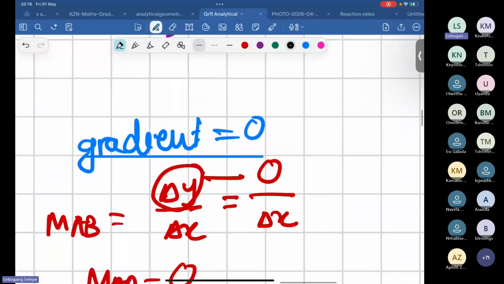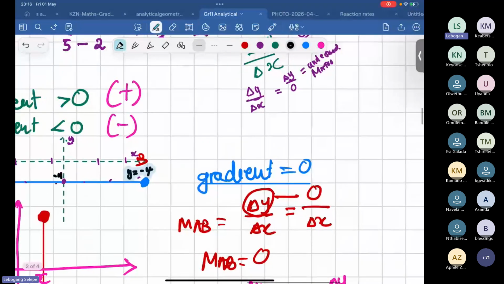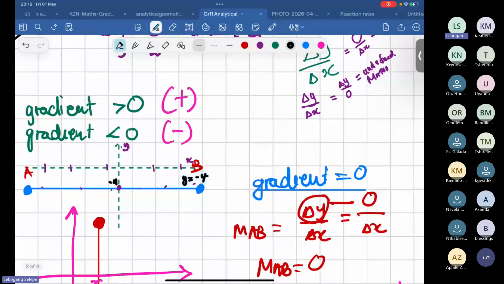So what is the conclusion that we are making? The conclusion is that if you have a horizontal line, the examiner will not necessarily tell you that this is a horizontal line, but you're going to see that it is a line parallel to the x-axis whose y values are not changing. It's on the same y value, and its equation is going to be something like y is equal to a number, like y = -4. So that is a horizontal line, and because there is no change in the y values, automatically it's going to have a gradient of 0. You are supposed to know that at this point.